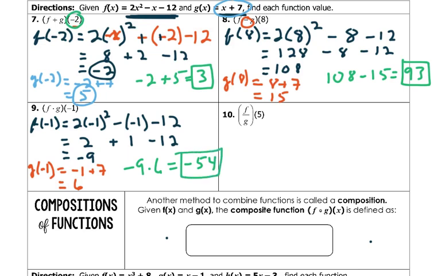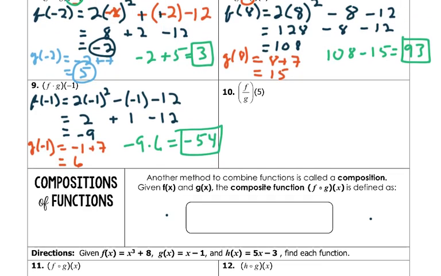And last but not least, at least for this part, we're almost done though. We have f of 5 over g of 5. All right, so we need to solve for the function of f when x equals 5. All right, so again, I'll start this one up at the top. f of 5 equals 2 times 5 squared minus, no parentheses needed here, 5 minus 12.